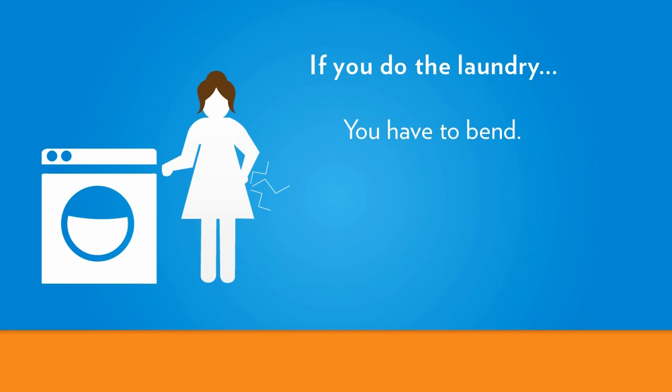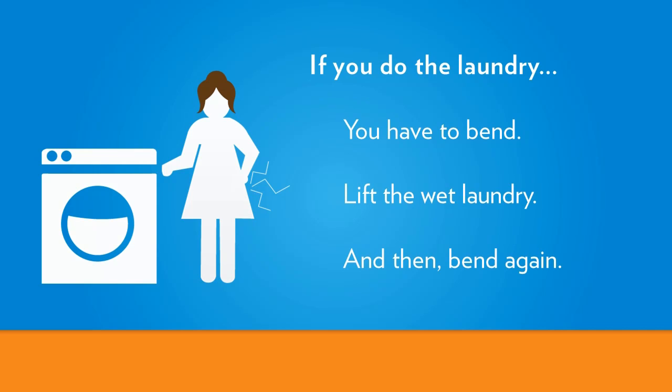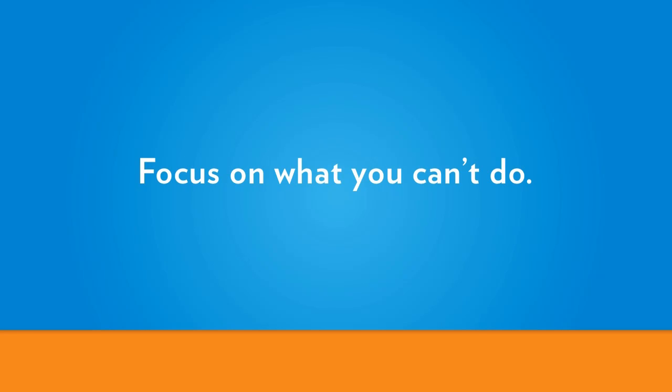The judge knows that in order for you to do your laundry, you have to bend over the washing machine and put in loads of clothing. Once the load is washed, you have to pick up the wet and heavy clothes and bend over and throw them into the dryer. Remember, this is the opposite of a job interview. When you answer this type of question in front of the judge, focus on the things you can't do.